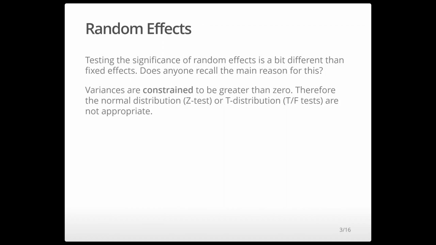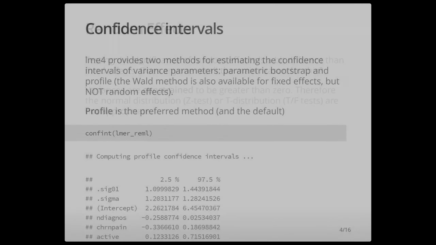The reason is that variances are constrained to be greater than zero. Therefore, the normal distribution, or t-distribution, are not appropriate for conducting tests because these are not constrained distributions. They can be less than zero.